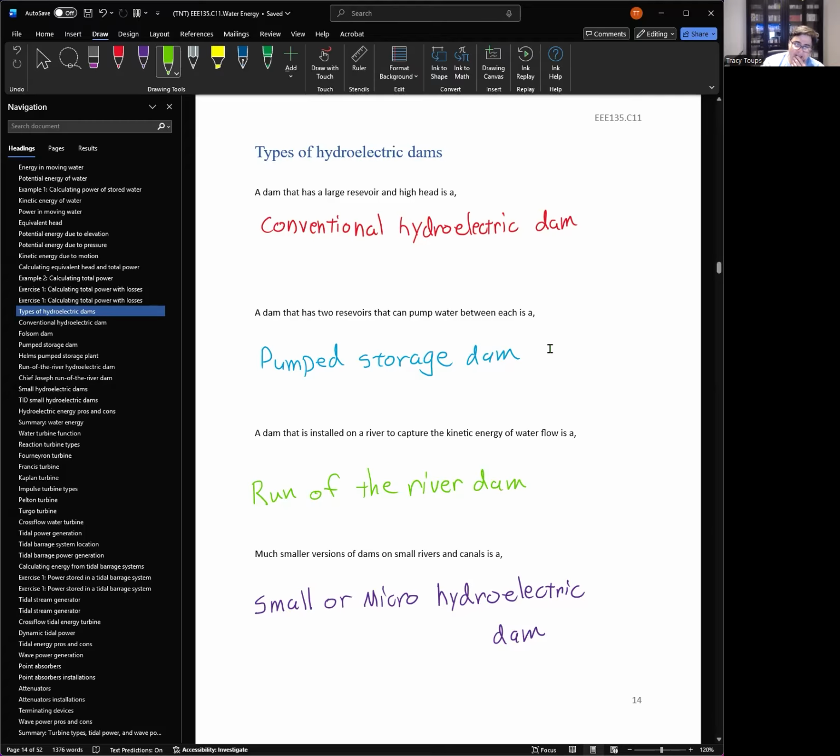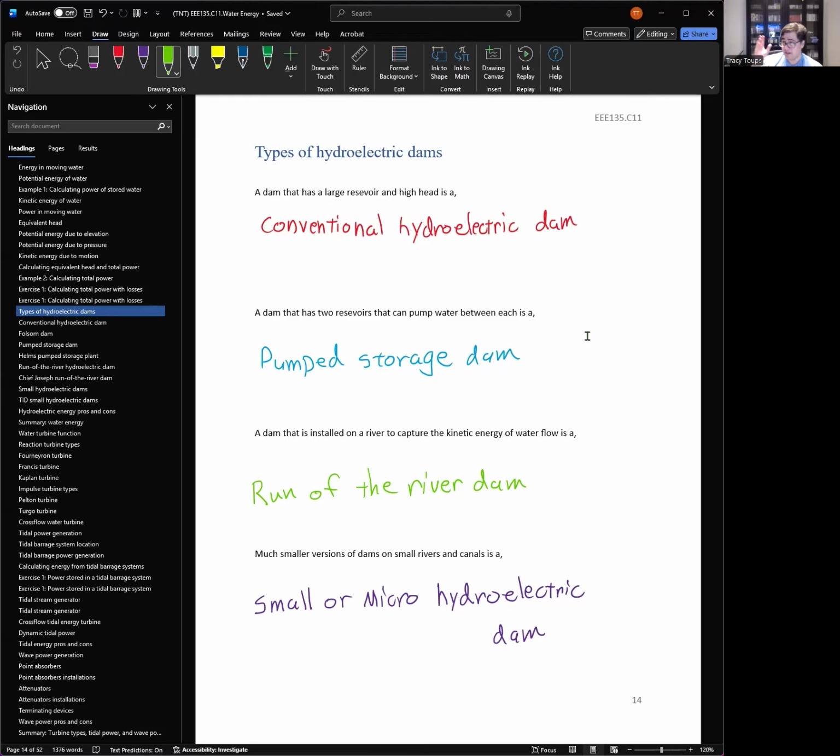Another type is a dam that has two reservoirs. They can pump water in between each one. This is called a pumped storage dam. A third type is a dam that is installed along a running river to capture the kinetic energy of the water flow. This is called a run-of-the-river dam. Note that this type of dam does not have a giant reservoir lake behind it. It's only there to capture the kinetic energy as the water flows.